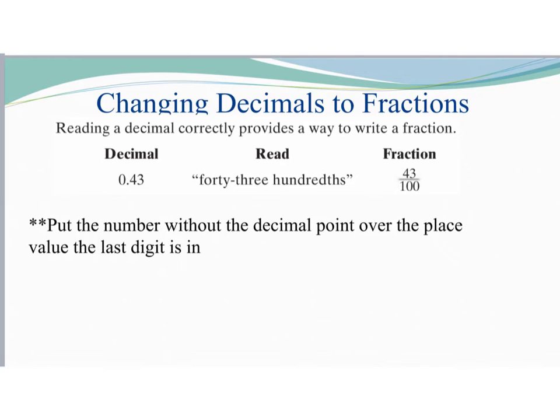Now the last thing we're going to look at is changing decimals into fractions. And we have two different types of decimals that we're going to look at. First, we're going to look at a decimal that does not repeat. In other words, one that is going to terminate. So if I look at this example here, it says I have 0.43, which is read as 43 hundredths. So 43 hundredths as a fraction is really going to be written as 43 over 100 like this.